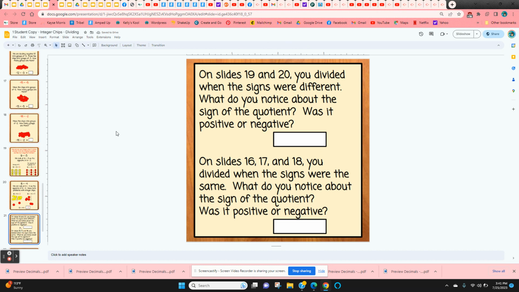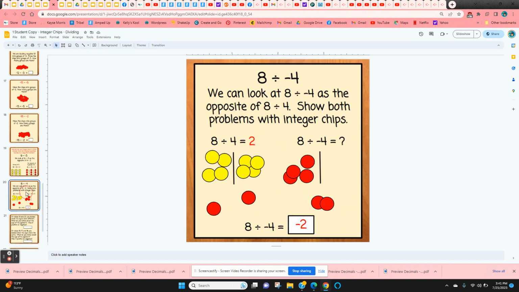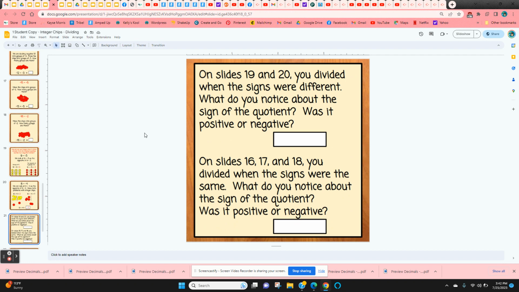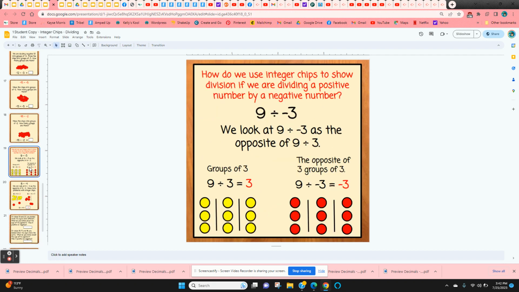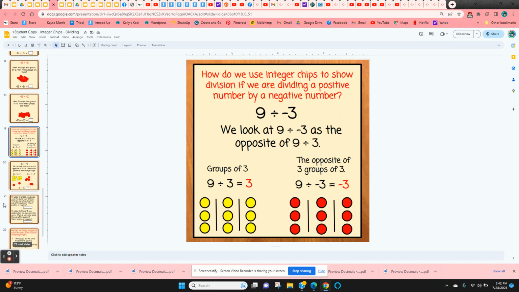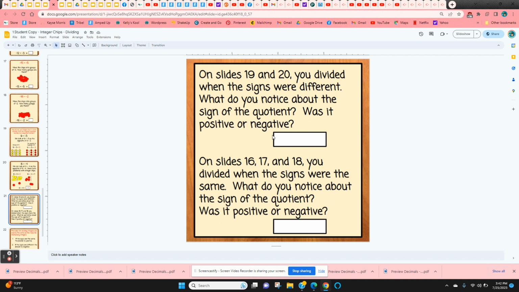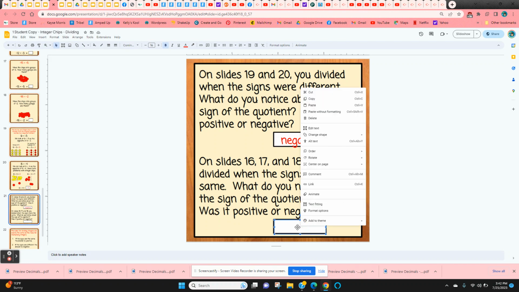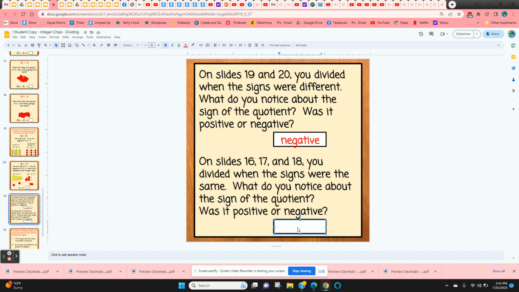Okay, so then we get down to slide 21, and they're asked to go back and look at previous slides. So on slides 19 and 20, the signs were different when we divided. So we got one positive number, one negative number, and our answers were negative. So they're just going to type in negative. So when the signs were different, our answer was negative. If they go back to slides 16, 17, 18, they can see that when the signs were the same, they ended up with a positive answer.